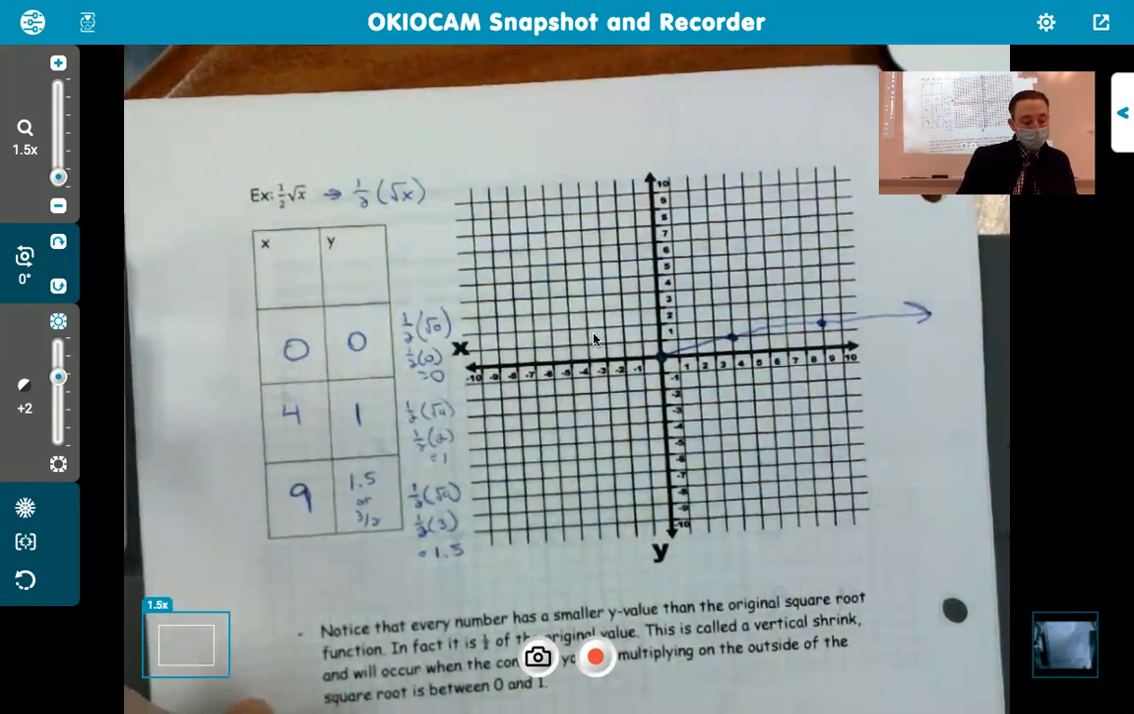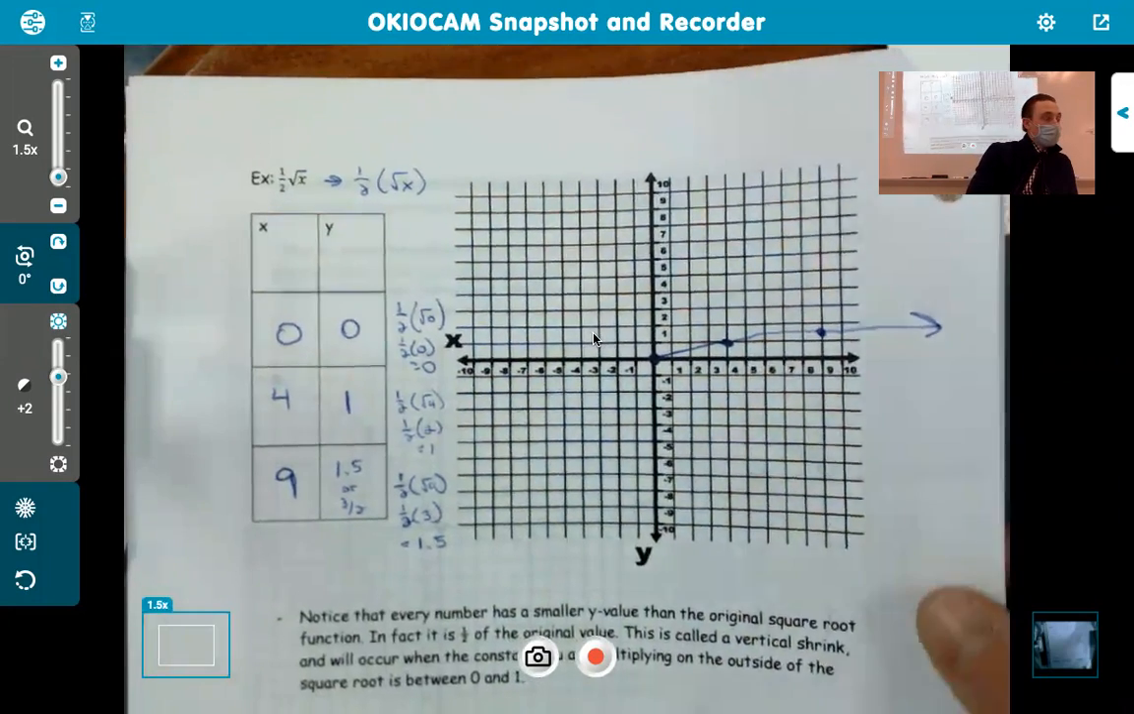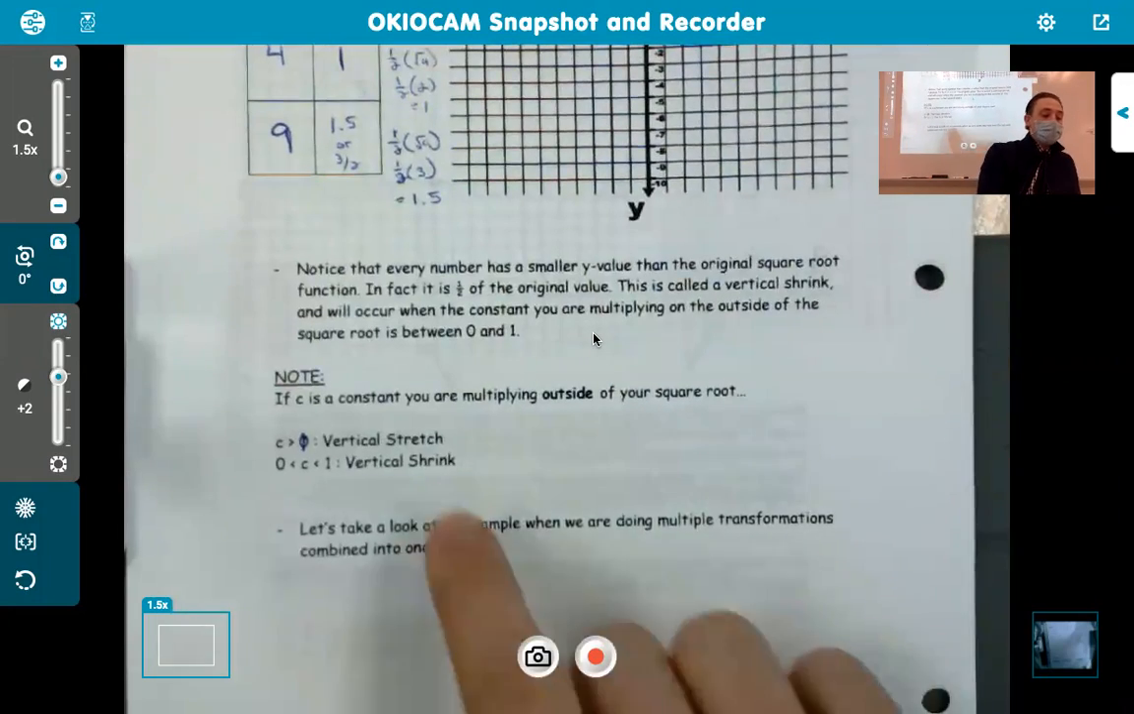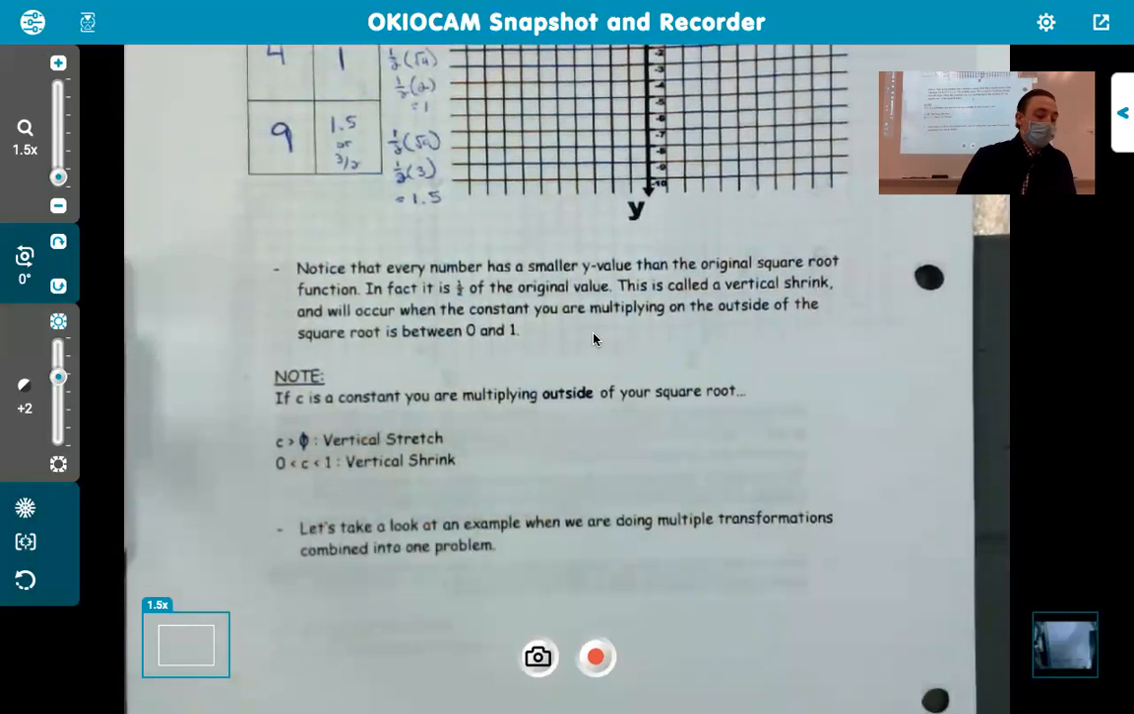Okay. Are there any questions about that example? Okay. You see here, again, there's a little note at the bottom. If c is greater than 1, that should say 1. There's another typo there. What we saw, c greater than 1, it stretches, right? Multiplying all those y values by whatever that number is on the outside. Between 0 and 1, it shrinks, right? It'll be 1/2 or 1/3 of the original value.